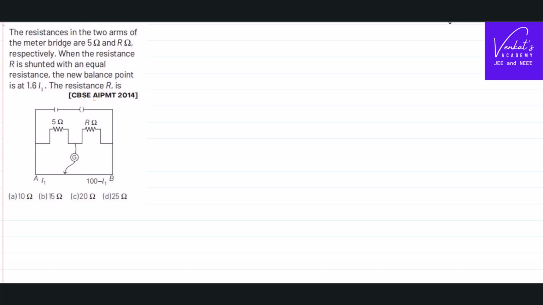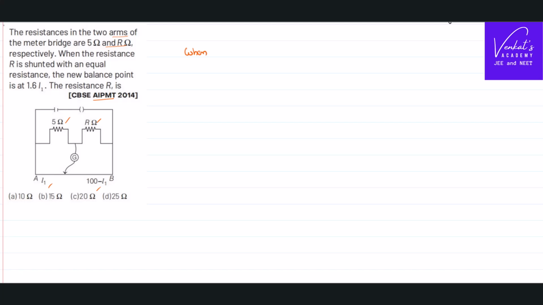We are solving an AIPMT problem in current electricity based on the meter bridge. It says the resistances of the two arms of the meter bridge are 5 and R, and the balancing lengths are given as L1 and 100 minus L1. So, what can we write?